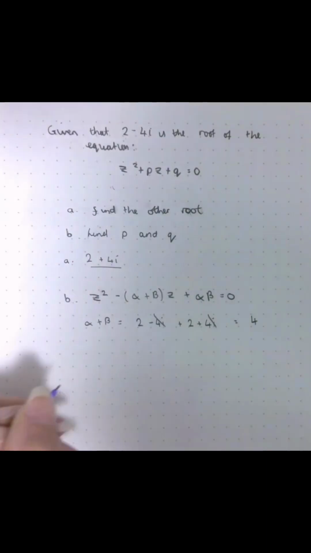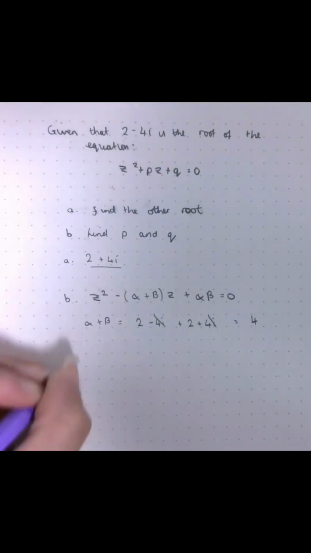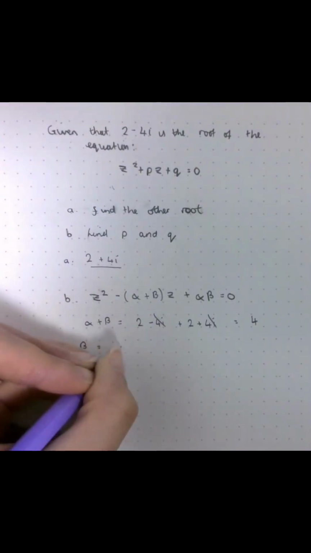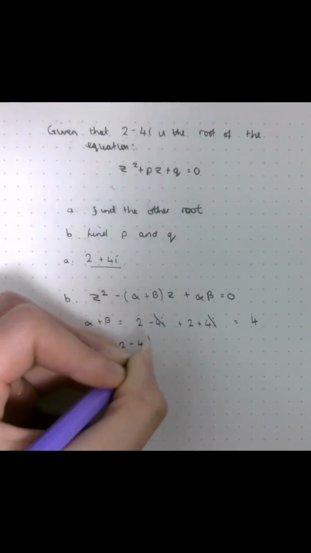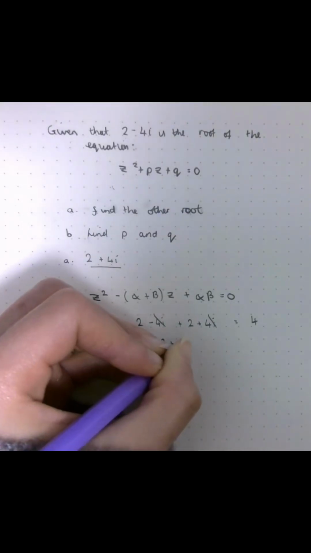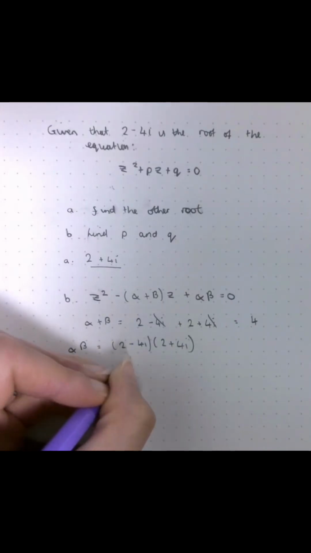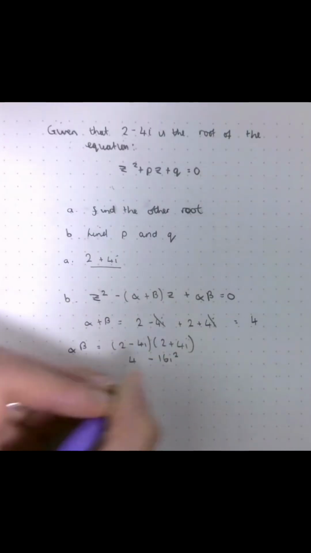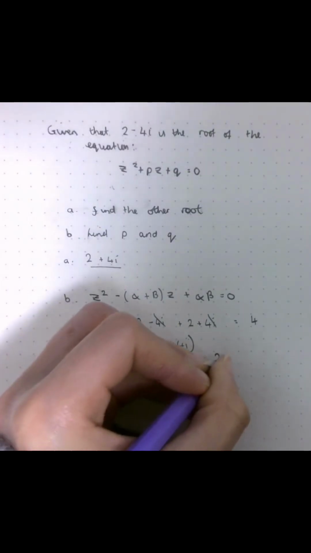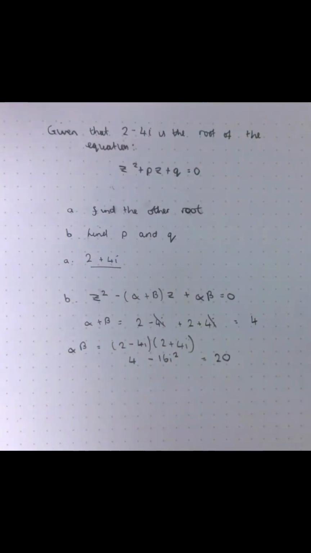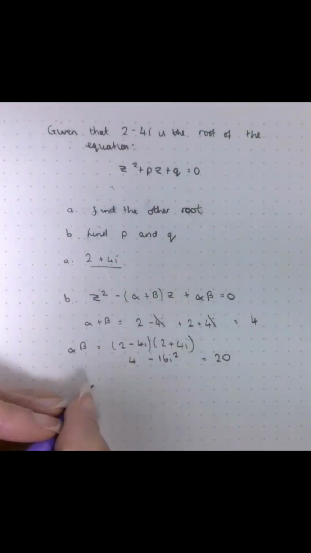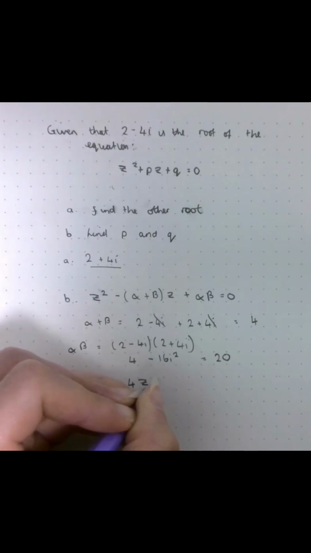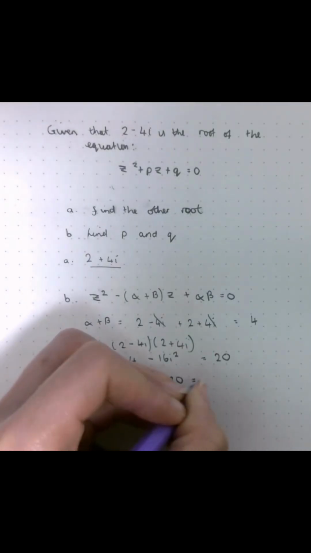giving us alpha plus beta of 4. And then alpha beta is just going to be 2 minus 4i multiplied by 2 plus 4i. That's going to get us 4 with the i's cancelling out, and then we'll get minus 16i squared, which is just positive 16, which will be 20. And then let's just put it in the form of the quadratic, so it will be z squared minus 4z plus 20 is equal to 0.